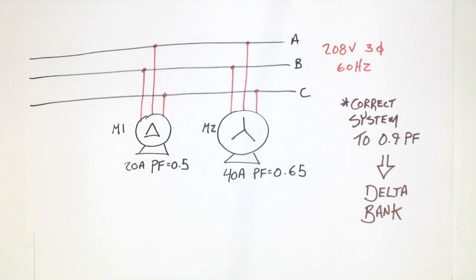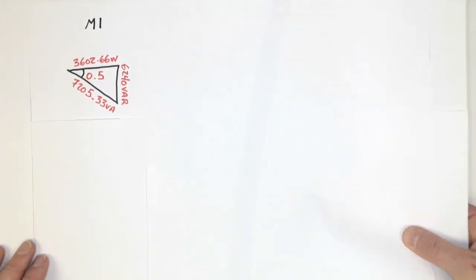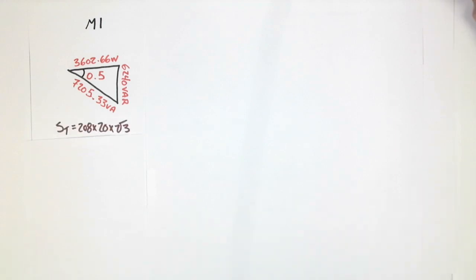All right, well, first step that we need to execute is to determine all of the original values for this equipment before power factor correction takes place. That will necessitate the need for some power triangles. So motor one, we want to know what the S, the VARs, and the watts are.